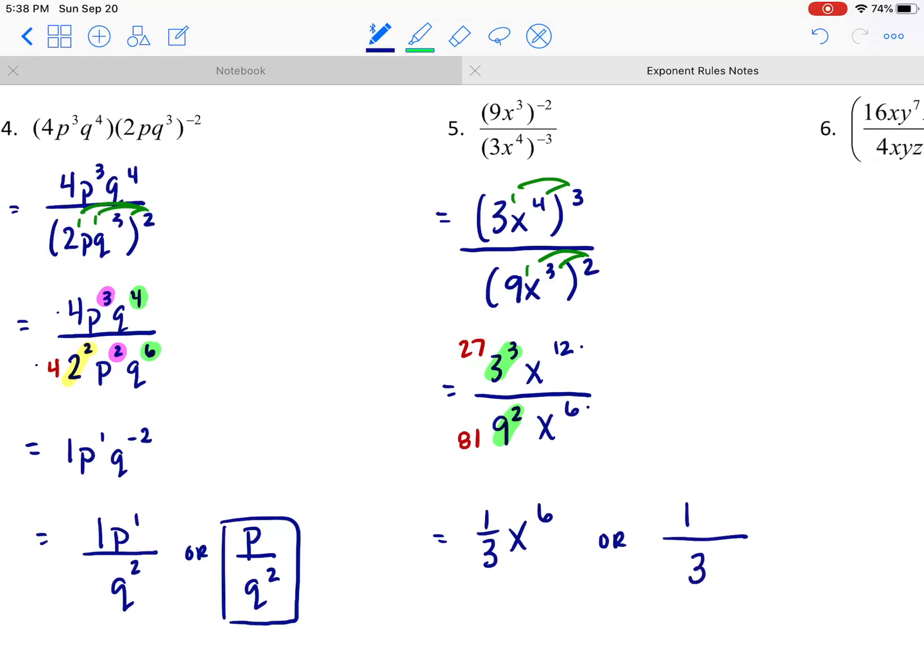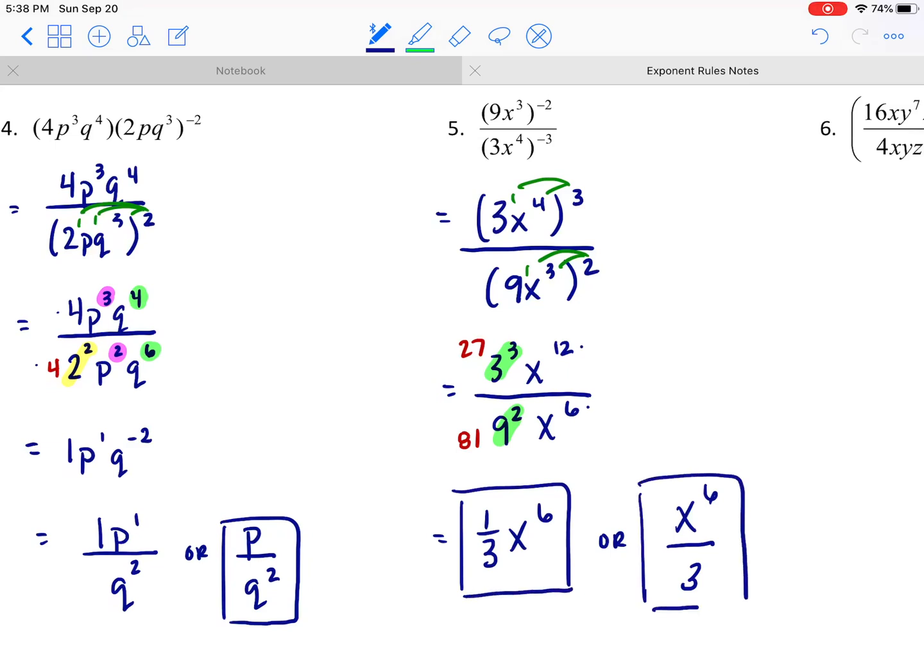or if you didn't want to make the fraction coefficient, if you wanted to leave the x's on one side of the fraction, where do they belong? Well, the 12 were on the top, the 6 were on the bottom. Those 6 x's, if we wanted to stick them on the top of the fraction with the 1, we could definitely do that. So it doesn't matter which way you write this, but you do have to recognize that x to the 6th over 3 is equivalent to 1/3 x to the 6th. So both are correct. I'm really okay with either one, but you do have to recognize that they're the same.